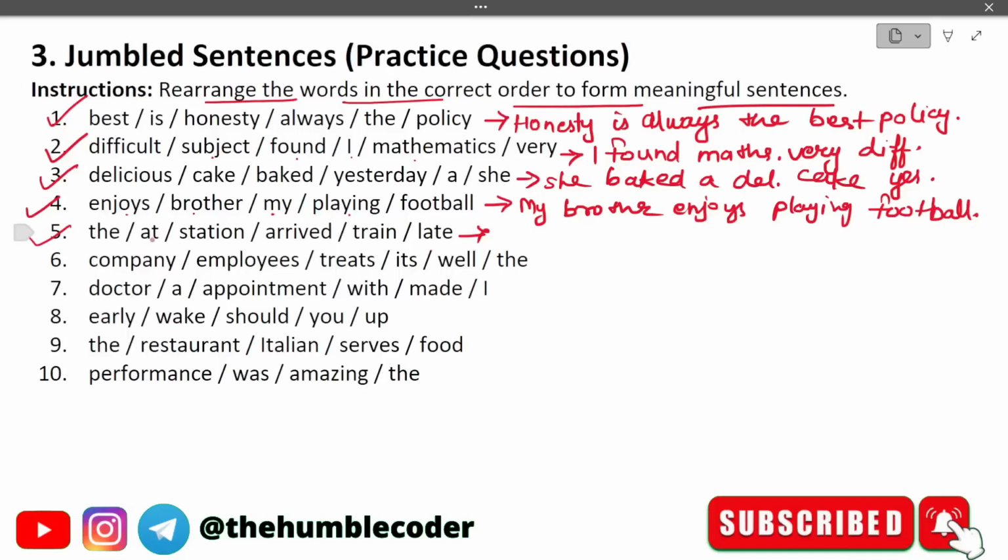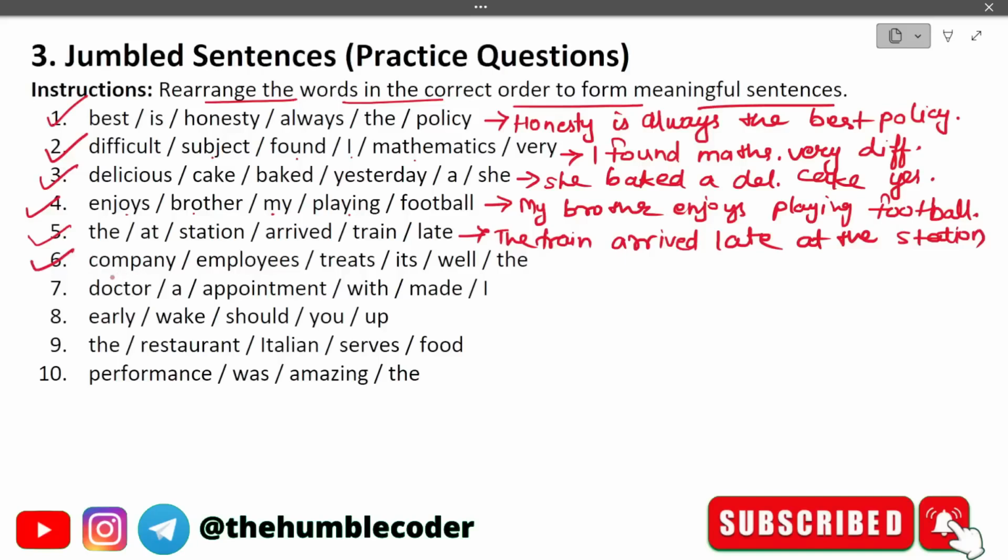Let's attempt the next question that we have. The at station arrived train late. Okay, the correct answer in this case is going to be, the train arrived late at the station. Okay, moving on to the next one.